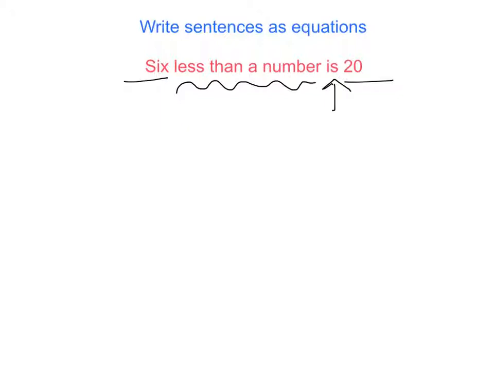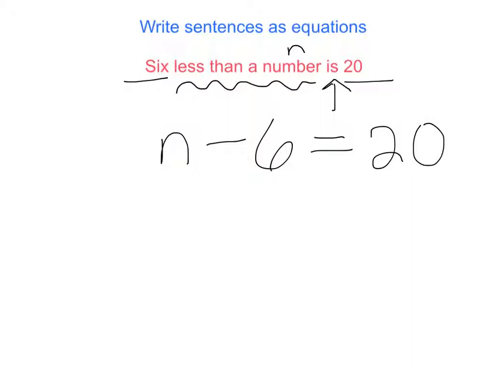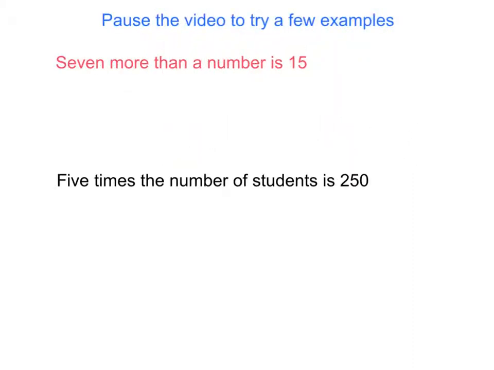We don't know what the number is, so we're going to let n represent that number, so n, and then it says 6 less than that number, so 6 less than the number is, which we know is an equal sign, 20. Pause the video to try a few examples.